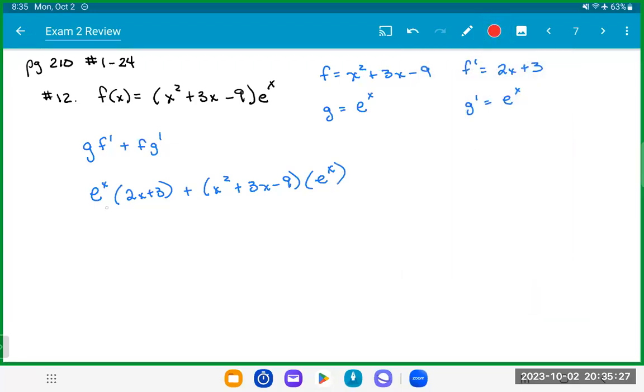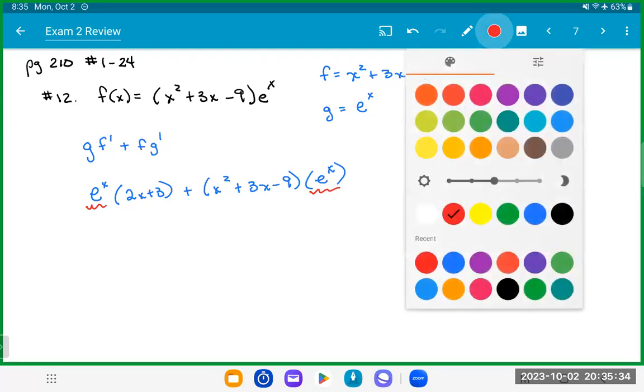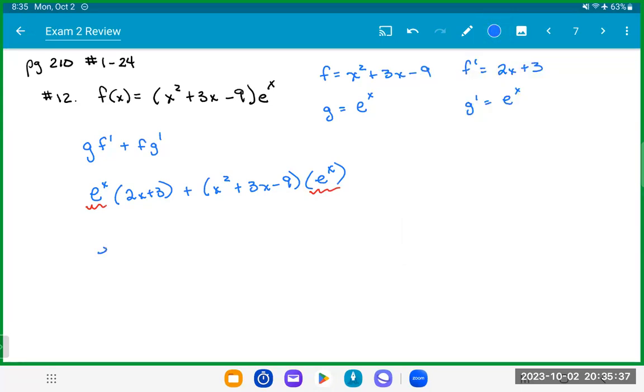Now, I do want to point out that I have an e to the x in both terms. So instead of multiplying those out and factoring it all out, let's just factor the e to the x out. So we have e to the x, and it leaves me with 2x plus 3 in the first term, plus x squared plus 3x minus 9 in the second term. Now all I have to do is simplify the inside of the parentheses, and that gives me e to the x times x squared plus 5x minus 6.